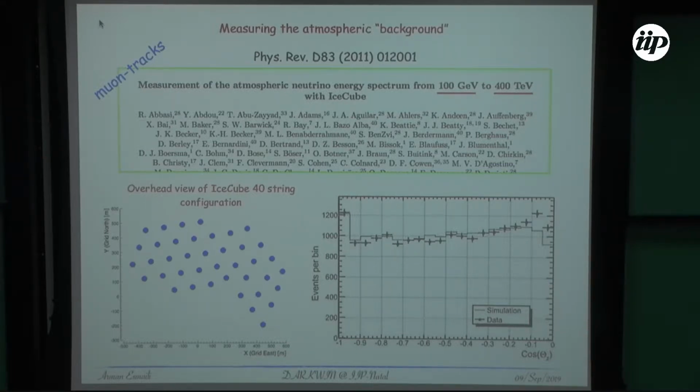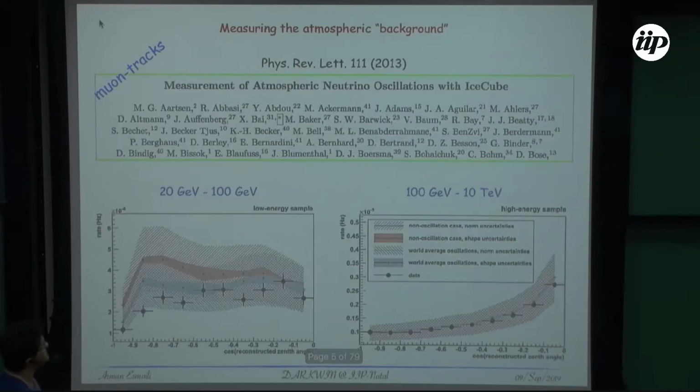The first one they published in 2011 was with half of the Icecube, IC40. The energy range was from 100 GeV to 400 TeV. This is the first time that we have data in the TeV range for the atmospheric neutrinos. You can see the configuration of the strings, and this was the data that Icecube measured, the points, with respect to the zenith angle. And this is the prediction, a very good fit you can find.